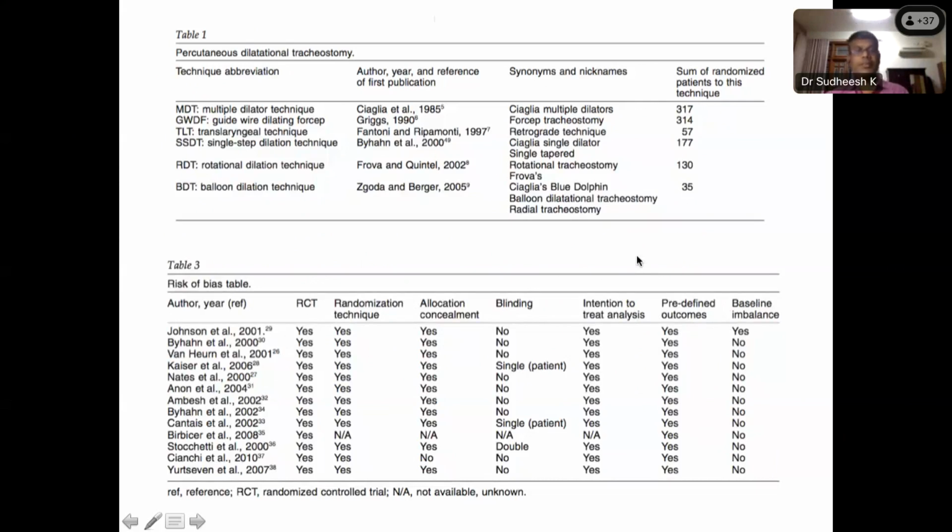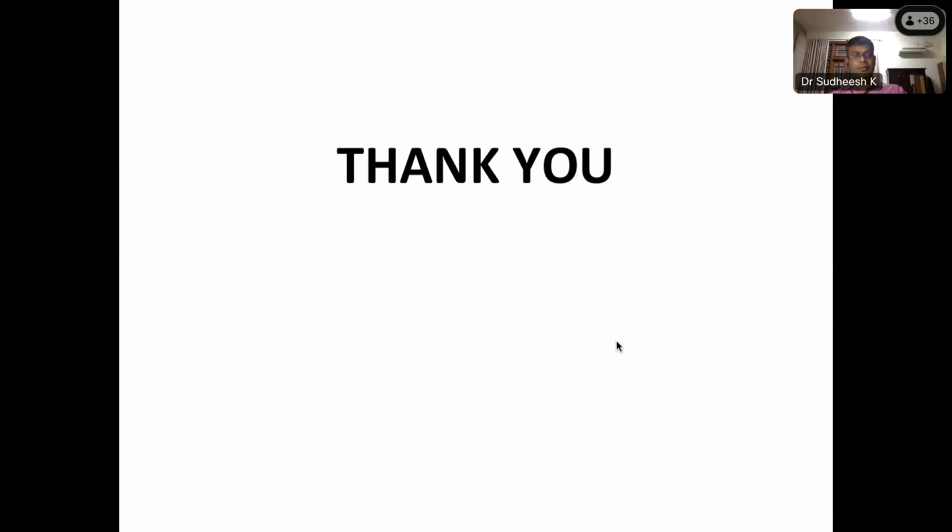Next, the final type of article is a meta-analysis, and based on that you provide your conclusion. So that is about various types of research in a nutshell.